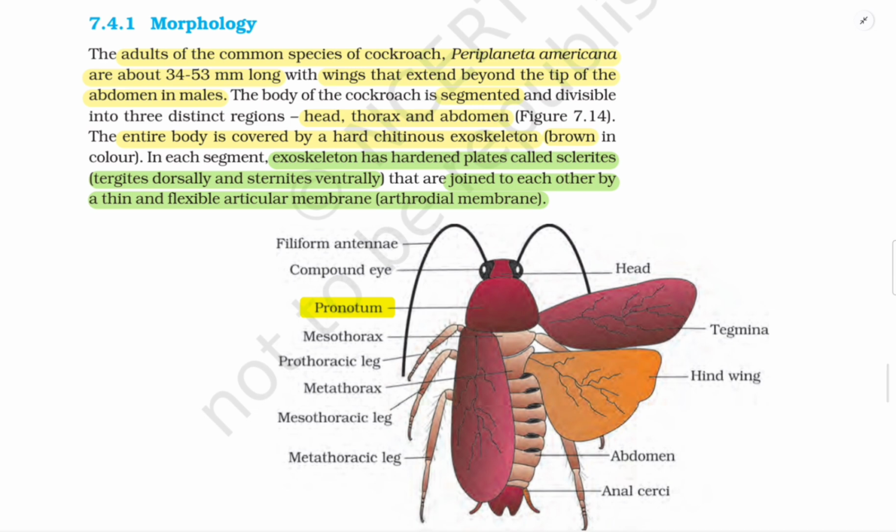7.4.1 Morphology. The adults of the common species of cockroach, Periplaneta americana, are about 34 to 53 millimeters long with wings that extend beyond the tip of the abdomen in males. The body of the cockroach is segmented and divisible into three distinct regions: head, thorax, and abdomen, figure 7.14. The entire body is covered by a hard chitinous exoskeleton which is brown in color.